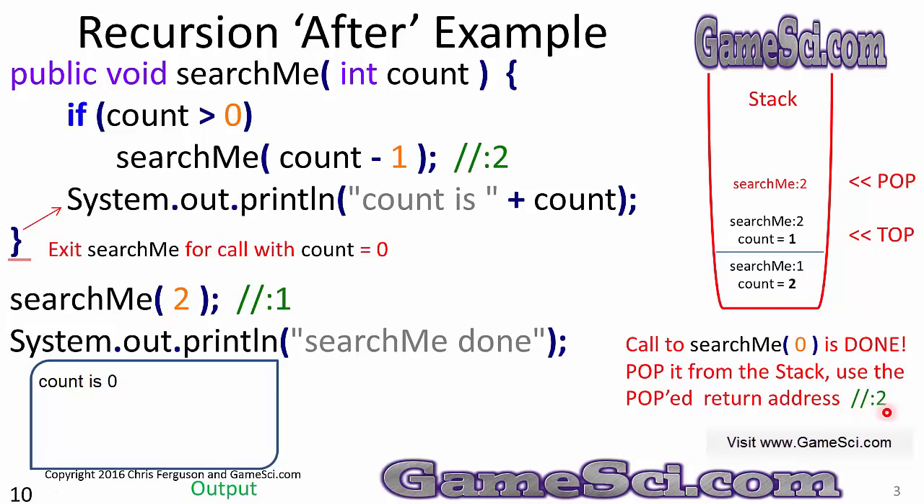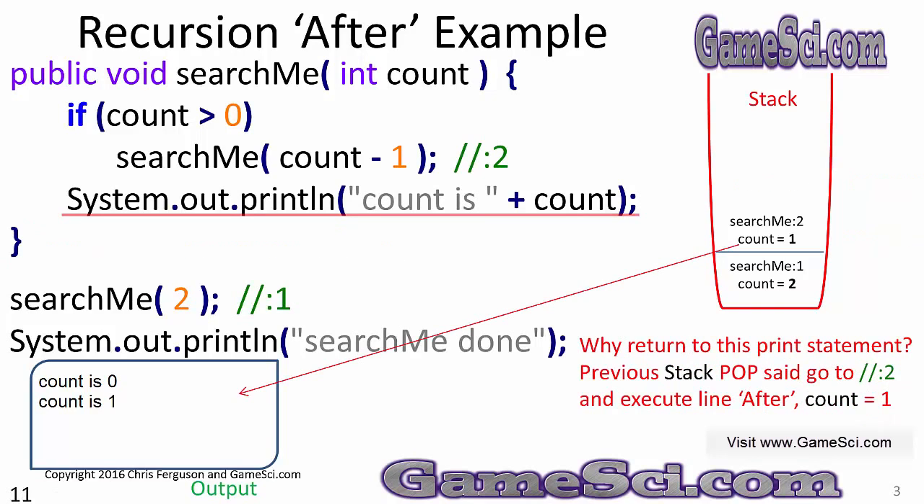Use that address off the stack to tell you where to go back to. So we're coming back to this line. Remember, there was a call to SearchMe where the count had the value of 1. We've got to go back and finish that call to SearchMe. So count is equal to 1. So when print count executes, we'll take that 1 off the stack and print it out onto the screen. There you go. Count equals 1.